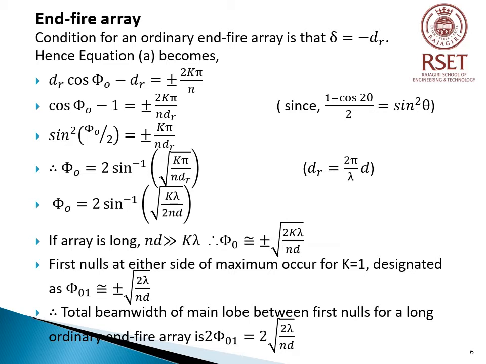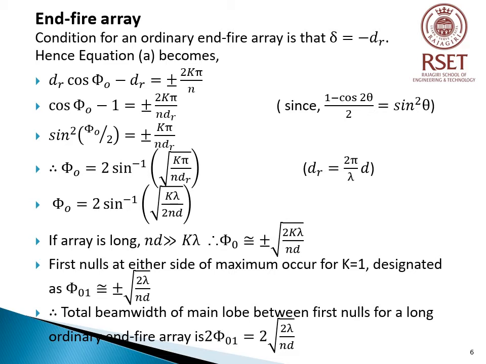And similar to the previous case of broadside arrays, for long arrays n into d, that is the number of sources into the distance between the sources, is much greater compared to k into lambda. Okay, so therefore k lambda by 2 n d will be a very small value. For very small values of theta, sin theta will be approximately equal to theta. Therefore phi naught can be approximated as plus or minus root of 2 k lambda by n into d.